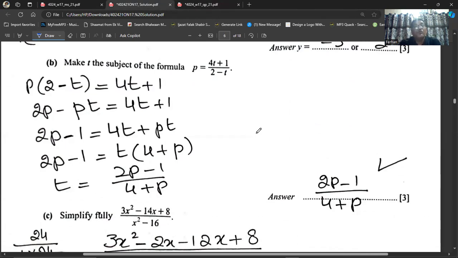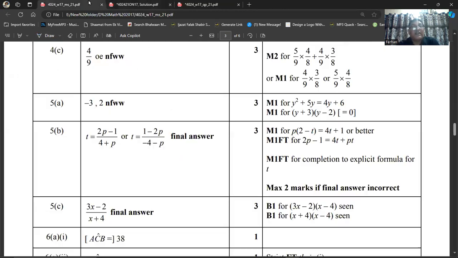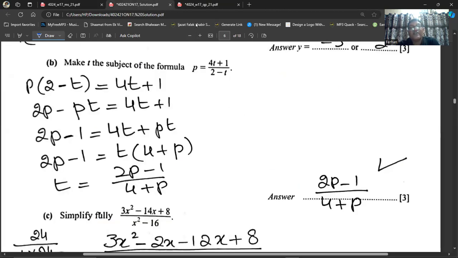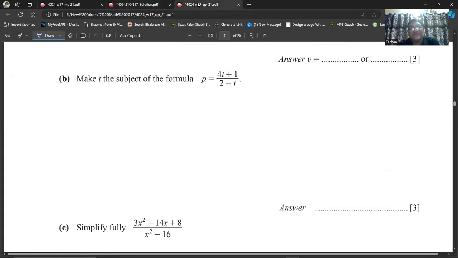So you will have 2p minus pt equal to 4t plus 1. So 2p minus 1 is equal to 4t plus pt. I will take t common on the right side. 2p minus 1 is equal to t bracket start 4 plus p. So the bracket will go on the other side and divide. So you will have t equal to 2p minus 1 divided by 4 plus p. So 2p minus 1 divided by 4 plus p is the right answer. You can see in the marking scheme that this answer is right. This is how you make t the subject.